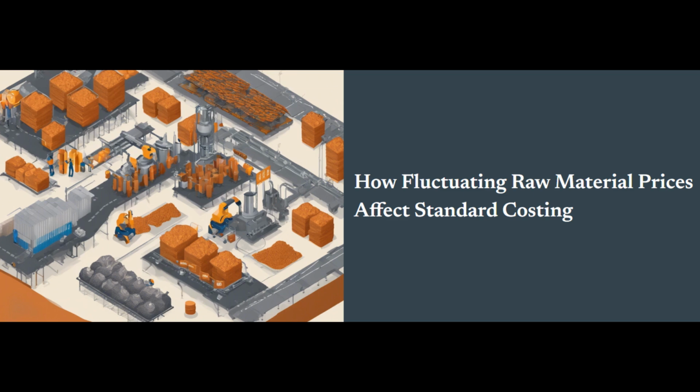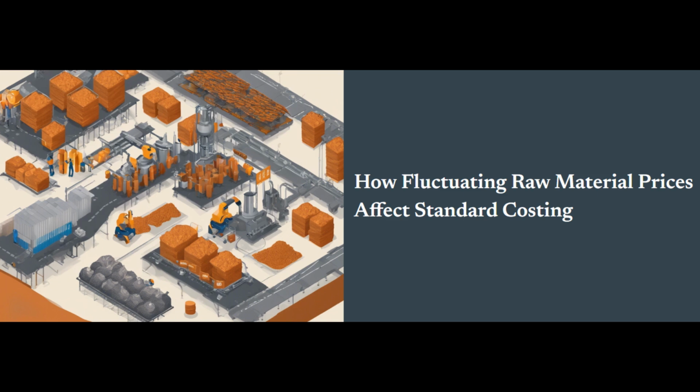Continuously improve operational efficiency. Ultimately, the best way to manage the impact of fluctuating raw material prices is to continuously improve operational efficiency and reduce waste. By streamlining processes, optimizing inventory levels, and finding ways to use materials more efficiently, companies can minimize the impact of cost fluctuations and maintain profitability even in challenging market conditions.